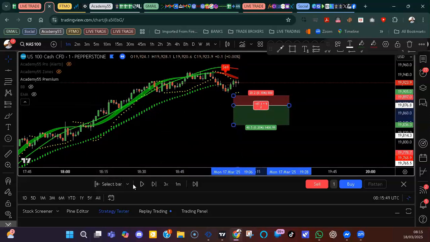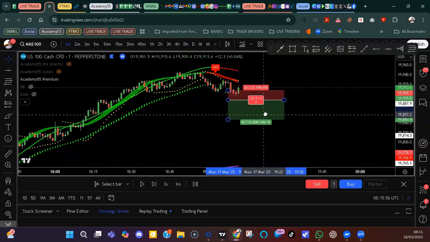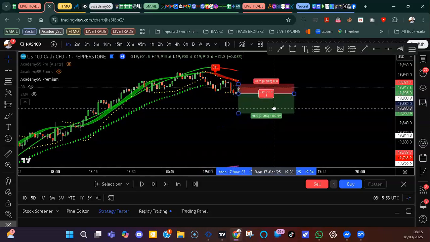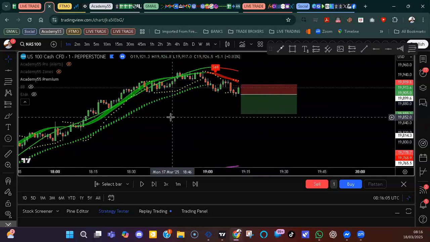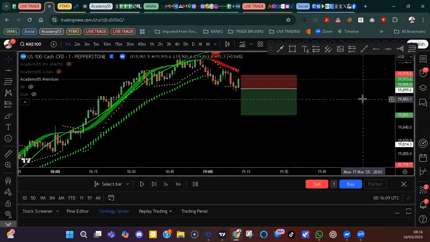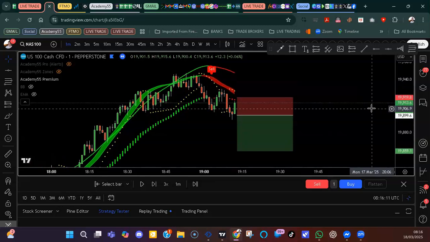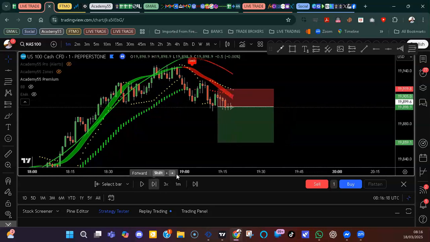And then the parabolic sell flipped back up again. And now it's flipped back down again. So we put our stop there. We're not in the trade yet because we got an opposite candle. I'll just hang on. And here, just here is where we're in the trade.